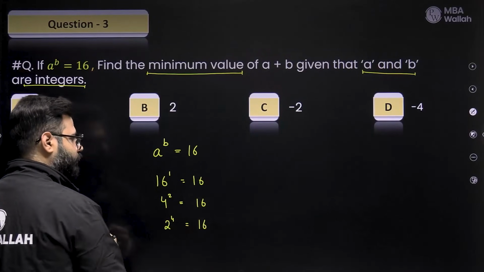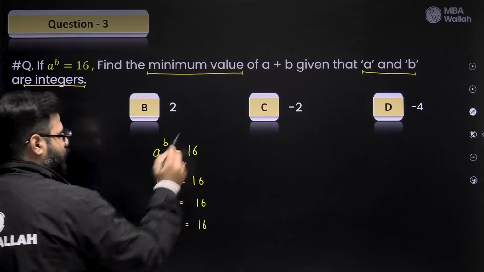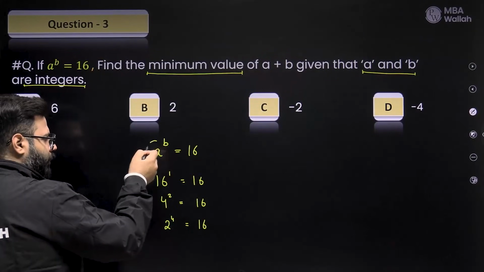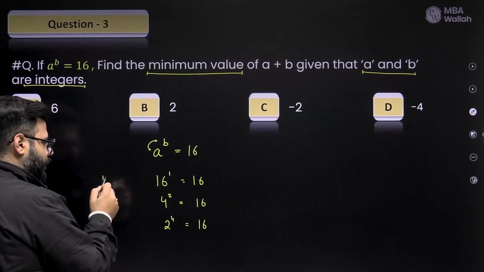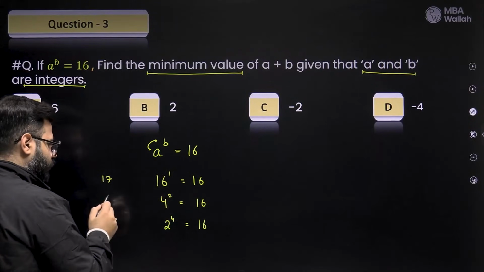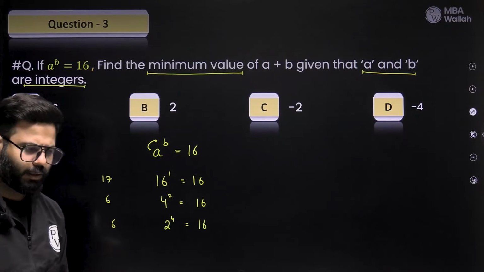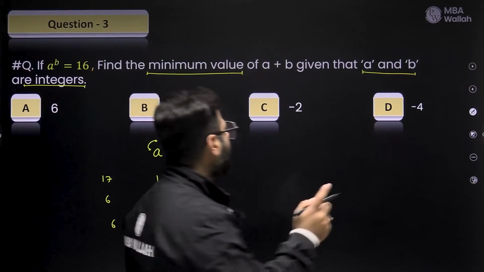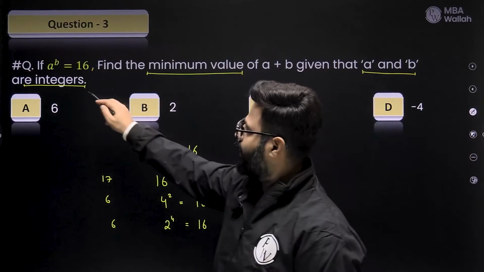Fantastic. Fine. You're looking for the minimum value of A plus B. So far, the value of A plus B is the sum of base and exponent. Sum of base and exponent here is 17. Base and exponent sum to 4 plus 2, 6. 2 plus 4 is 6. Seems like the answer is 6, but that's not the right answer. Nowhere it is mentioned that they are positive integers. This time it is mentioned that they are just integers.